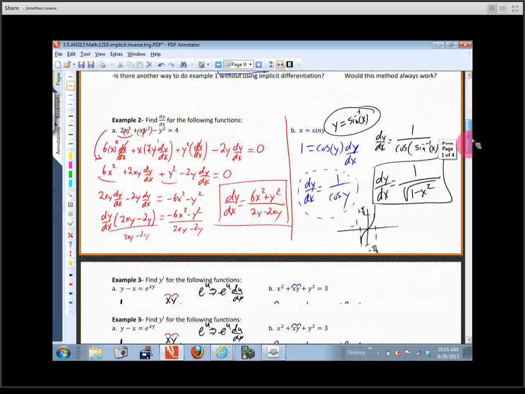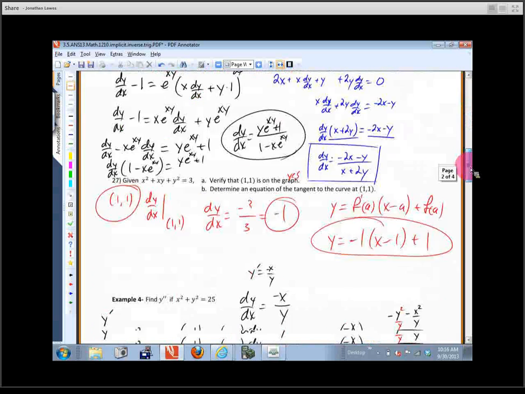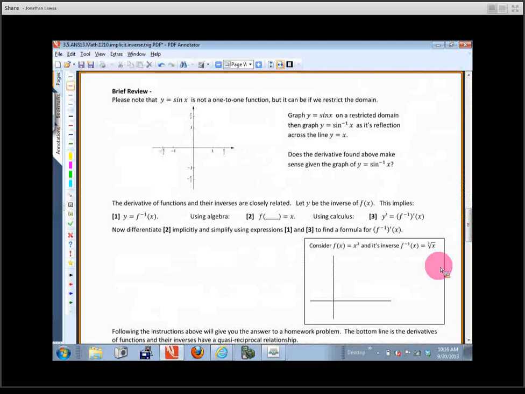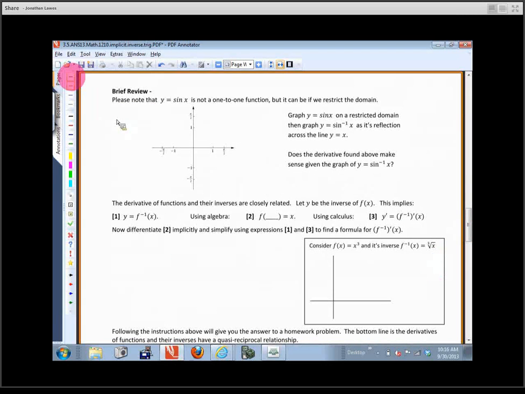Okay. So we actually kind of broached this topic a little bit, but let's just do a quick review of some inverse trig. The problem with the sine function, if I were to graph this as accurately as I can, is that it's not a one-to-one function. It doesn't pass the horizontal line test. So in order to make it a one-to-one function so that it will have an inverse, we restrict its domain.